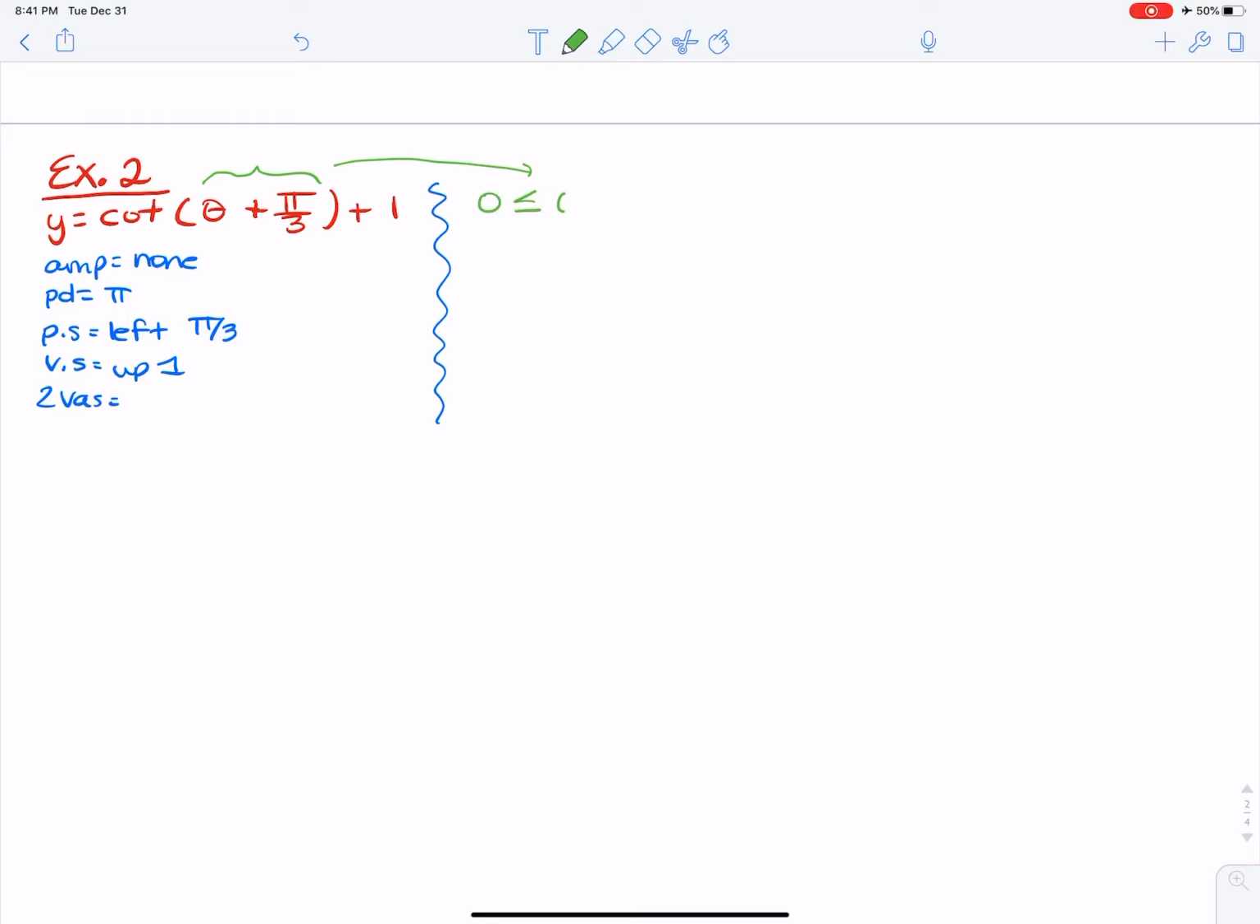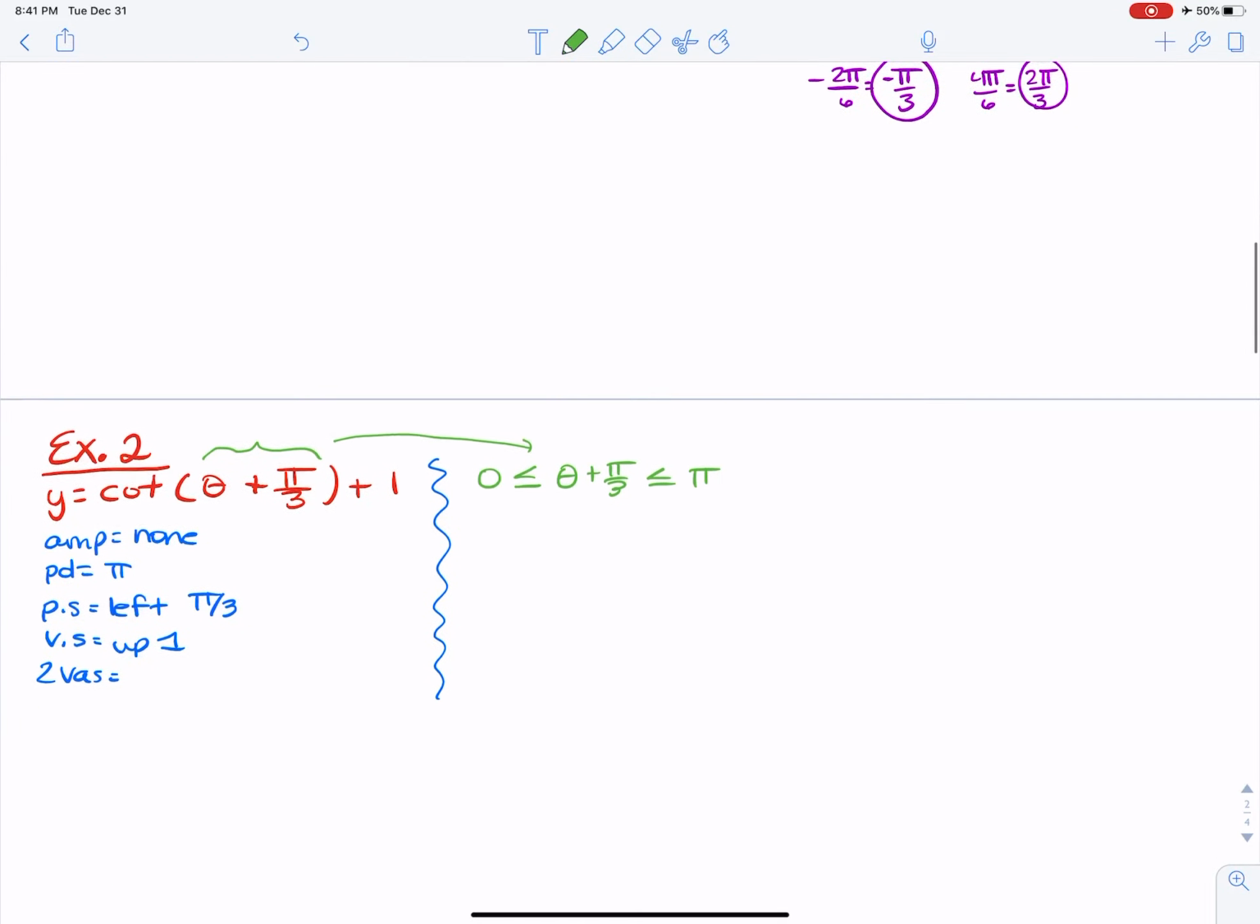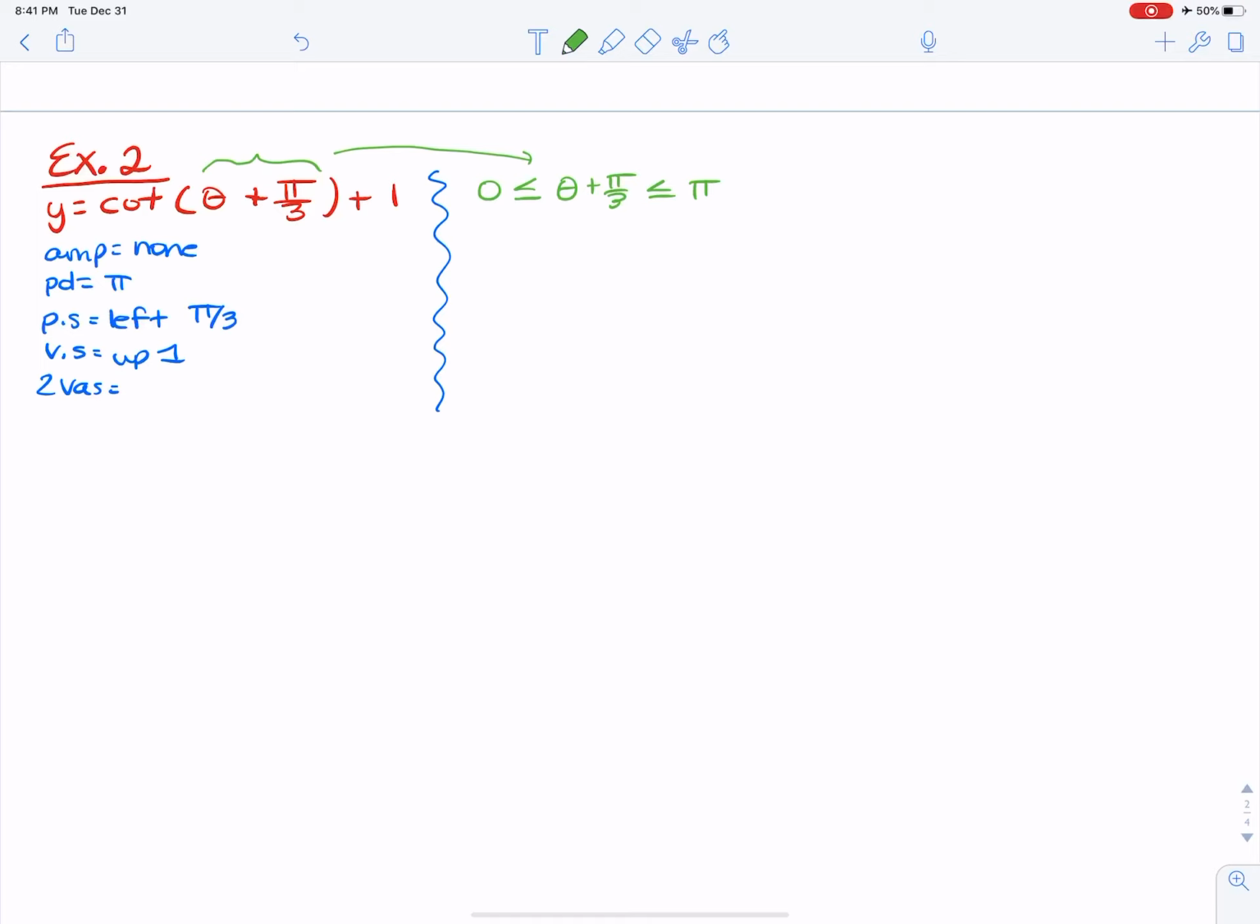So theta plus pi over 3 is less than or equal to pi again. Let's make sure we did pi up here. Okay, yes. All right, continuing. Minus pi over 3 for everything. Subtract all of that. This goes away, so this is negative pi over 3 less than or equal to theta, which is less than or equal to pi minus pi over 3, which is just 2 pi over 3.